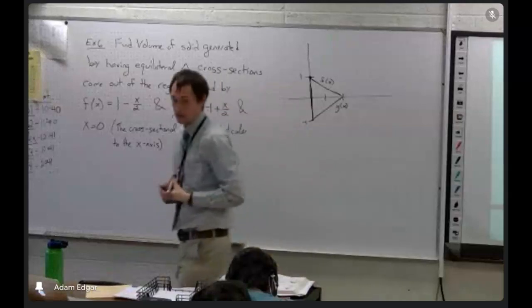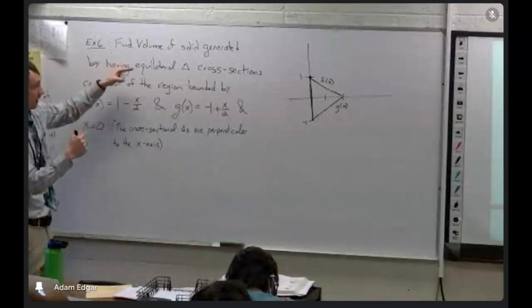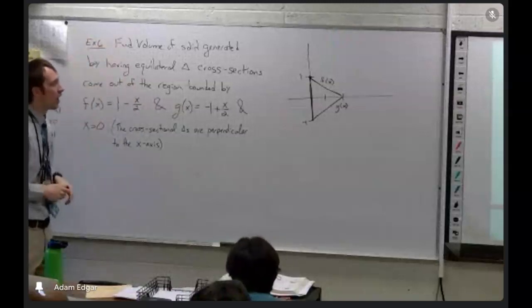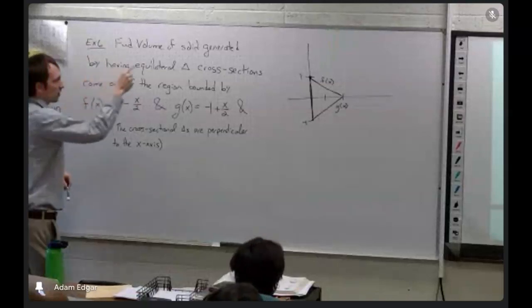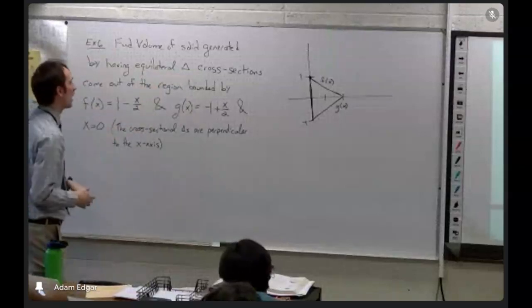Next, instead of what we've done up to this point, taking that triangle and spinning it around some axis like y equals 2, what we're now going to do is imagine cross-sectional triangles growing out of the page at you. And these are going to be equilateral triangles.